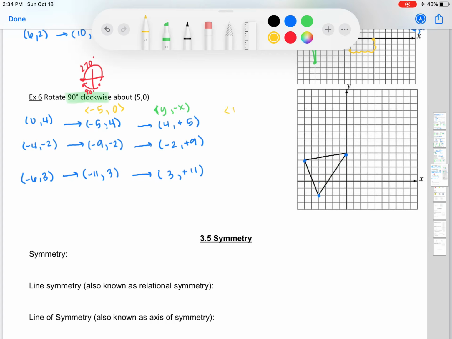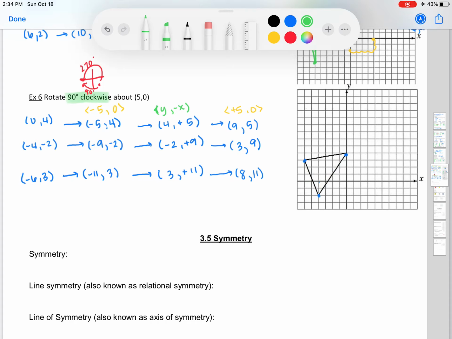So I moved my points so that I could rotate. I need to be sure that I move those points back where I found them. So I need to add 5 to my X's and then do nothing with my Y's. So positive 4 plus 5 gives me 9. And 5 plus 0 gives me 5. Negative 2 plus 5 gives me 3. And 9 plus 0 is 9. 3 plus 5 is going to give me 8. And 11 plus 0 is 11.